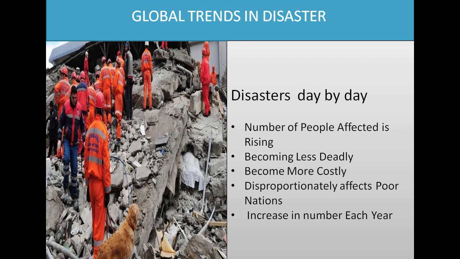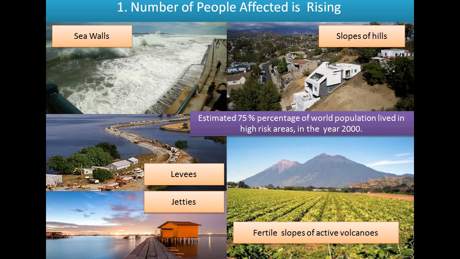As you take a closer look at disasters, the number of disasters is rising day by day, and they are becoming less deadly. When we say less deadly, people are not losing their lives to the extent they did in the previous century. But disasters are becoming more costly, and they disproportionately affect poor nations. The number of disasters is increasing every year. So this is the trend in disasters. Let's discuss the first trend: the number of people affected is rising.